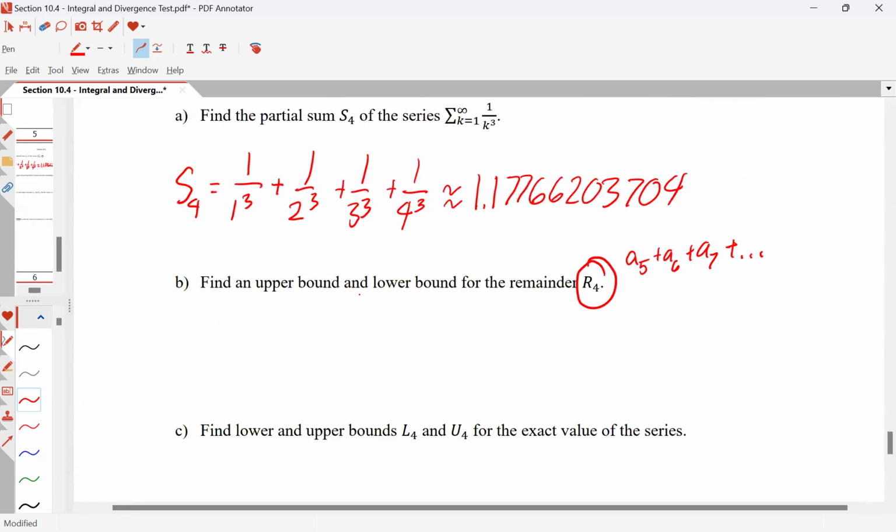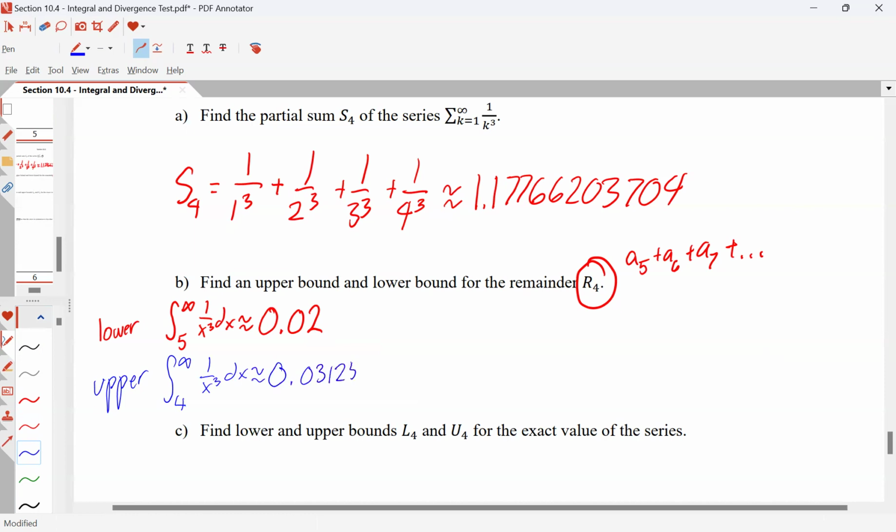So the lower bound is the integral from 5 to infinity, the next term up, of 1 over x cubed dx. I'm going to leave that as practice for you to work out. That's 0.02. And the upper bound is the integral from 4 to infinity of 1 over x cubed dx, which works out to be 0.03125.